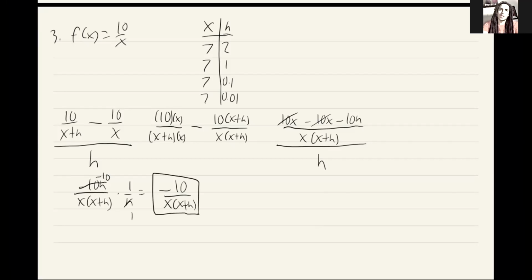Now what we are going to do is plug in the x's and the h's. For this one it's going to be awfully tricky. So first we're going to do 7 times 7 plus 2, 7 times 7 plus 1, 7 times 7 plus 0.1, because x is 7 throughout the board, and then the h's change from 2 to 1 to 0.1, and so on and so forth.